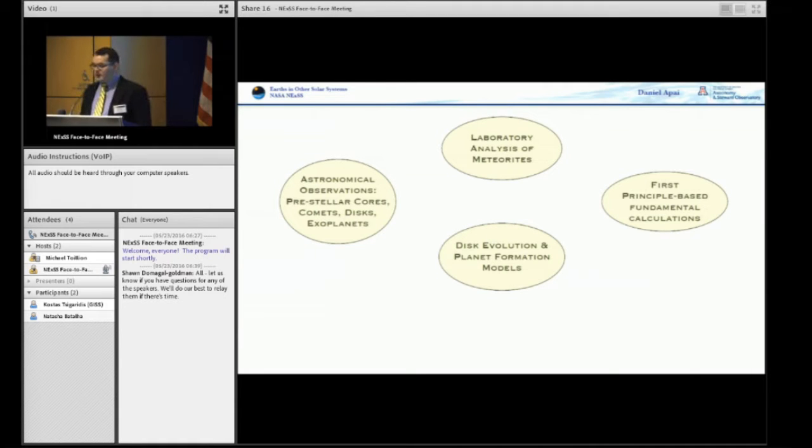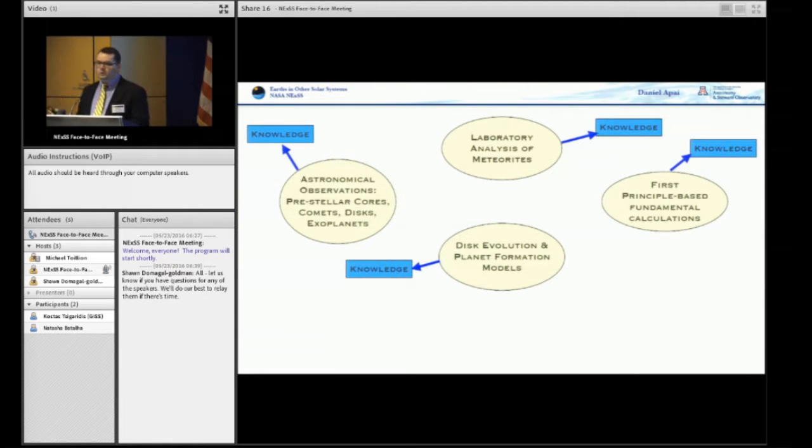We also carry out state-of-the-art laboratory analysis of meteorites that serve as time capsules, preserving conditions and composition from the early solar system. We also combine these with first principle-based fundamental calculations to explore some processes, especially freeze-out of organics and volatile molecules to grain surfaces that haven't been done to the level that's needed. In addition, we are carrying out and further improving state-of-the-art simulations for disk evolution, both from physical and chemical perspectives, and also for planet formation.